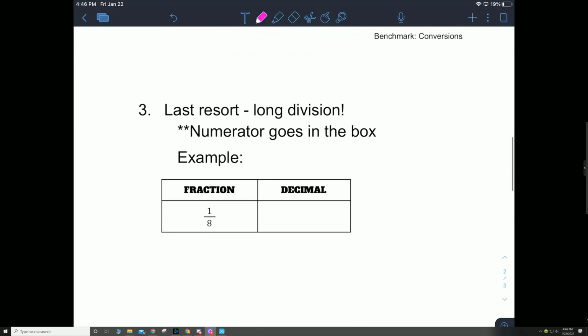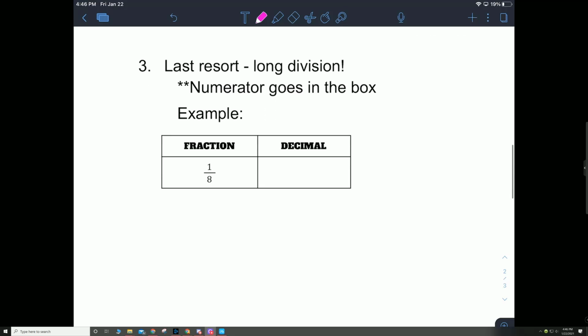Last resort, you can always turn a fraction into a decimal by using long division. Just make sure the numerator goes in the box. This is extremely excessive if it's an easy one. You should not be doing long division if it's easy. But 1/8, for example, might be one that you don't really know, and you certainly can't get a denominator of 10 or 100. So you'll have to use long division if you don't memorize this one.